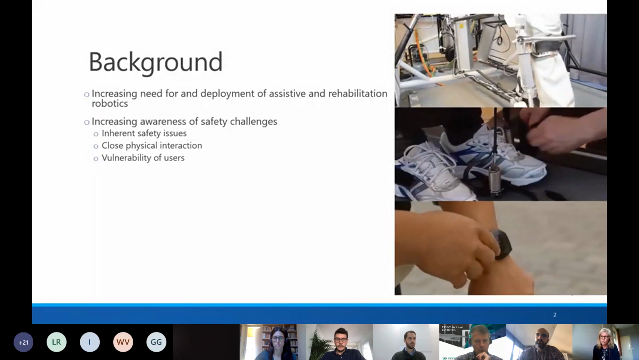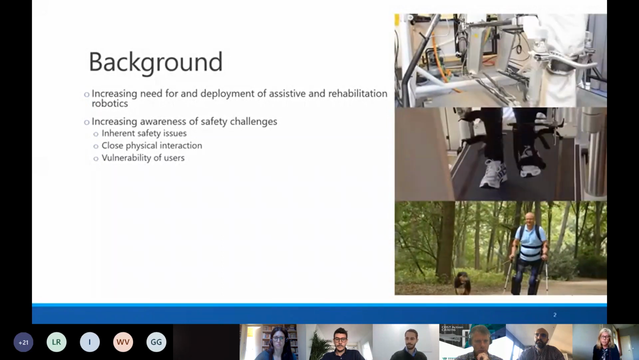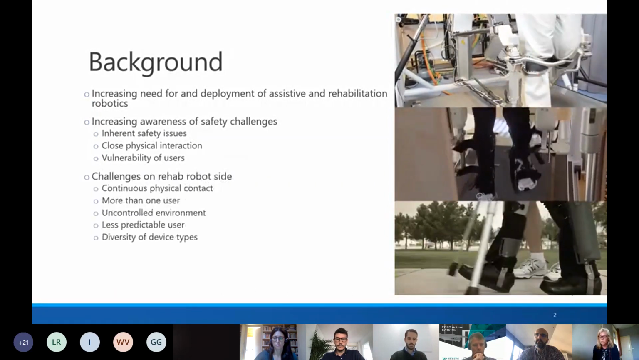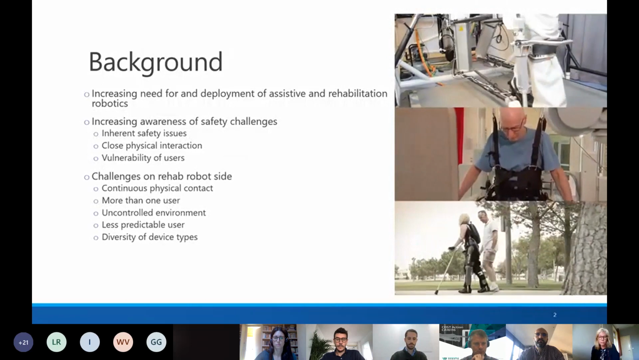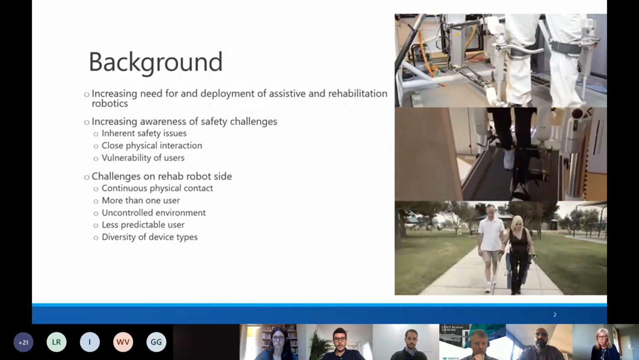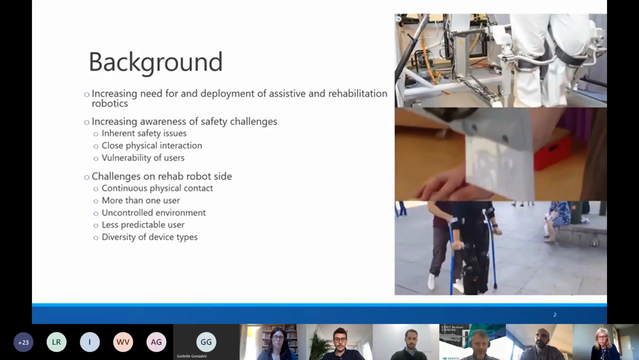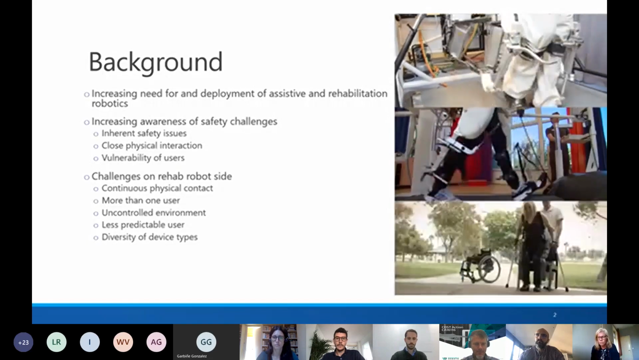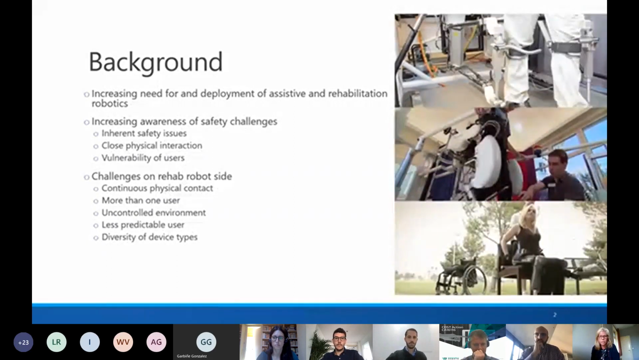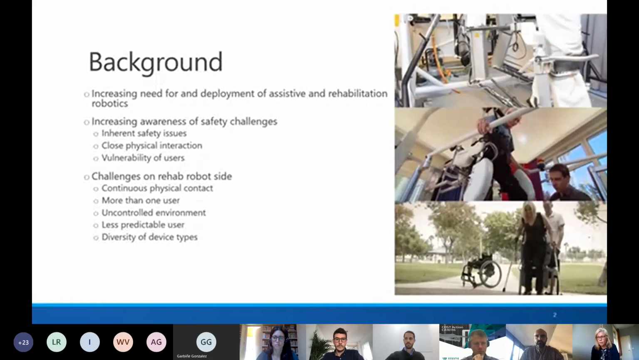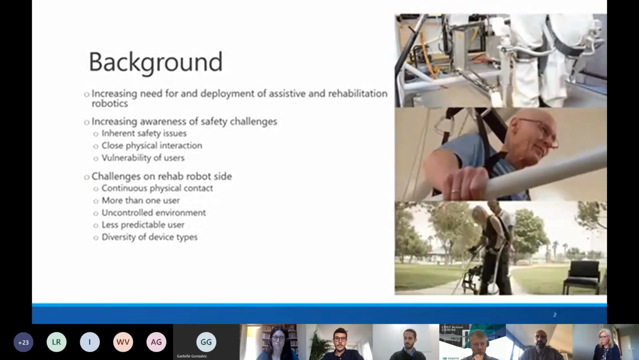That's cross-domain. So if you consider collaborative robots in a factory environment, for instance, that's quite different in many cases than you would have with a rehab robot. So that presents some challenges on the rehab robot side, where you will have continuous physical contact, so it's not incidental, it's prolonged, and it's intended. There's often more than one user. The environment is rather uncontrolled. The user itself is, well, let's call it less predictable. If you have a patient that presents with different motor symptoms than a healthy person would, or even different sensory aspects are involved, that might affect the use and the safety of the user. And of course, there's a very large diversity of device types itself.